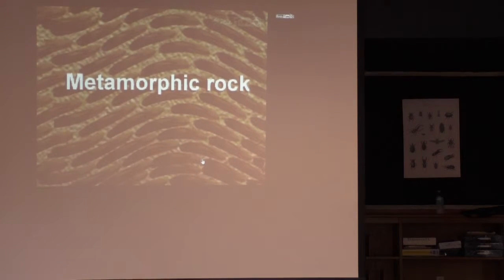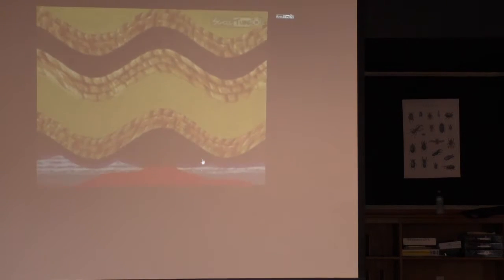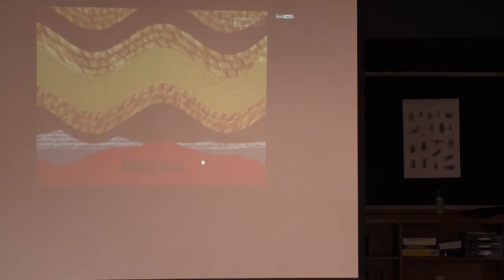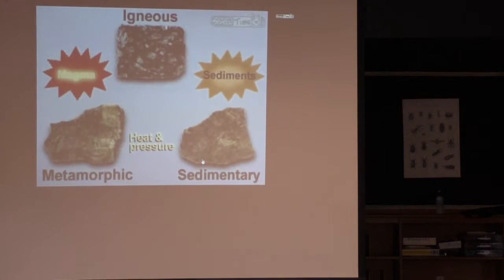Over time, the metamorphic rock may be pushed deeper into Earth's interior, where it melts and once again becomes magma. This is only one possible pathway through the rock cycle. Given the right conditions, any rock can be transformed into any other kind of rock through the dynamic processes of the rock cycle.